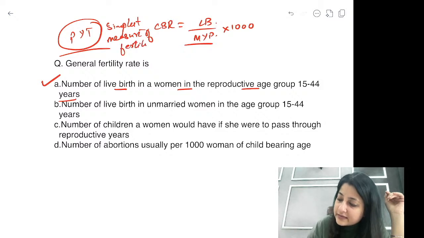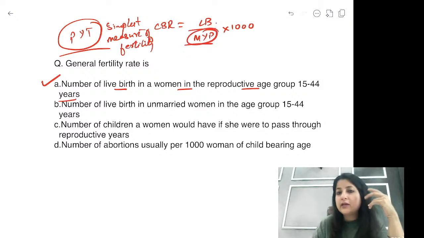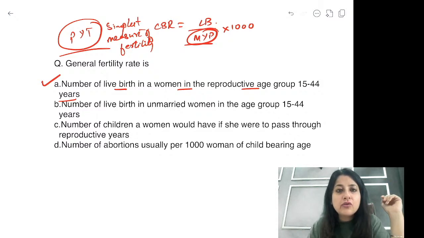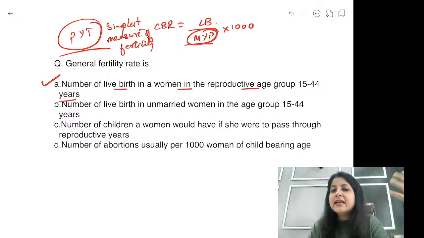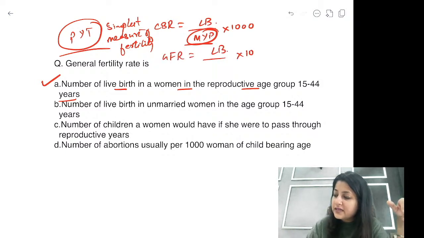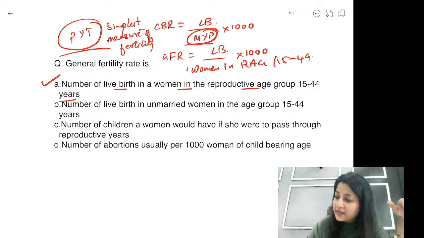Now guys, in CBR, the mid-year population can include children and also the elderly. Is everybody exposed to giving birth to a baby? No. So we made it a little more specific. General fertility rate: total number of live births per 1000 women in the reproductive age group, that is 15 to 49 years.